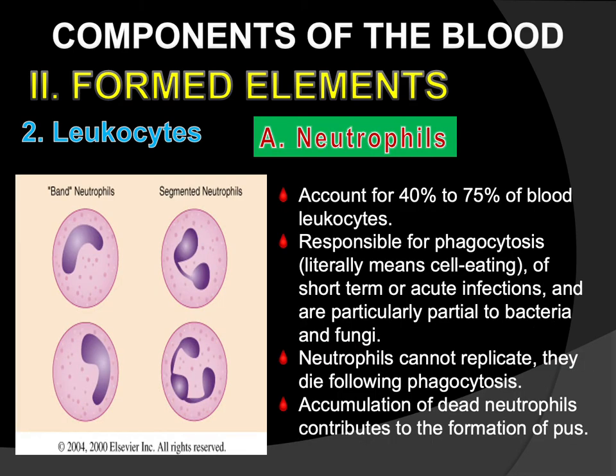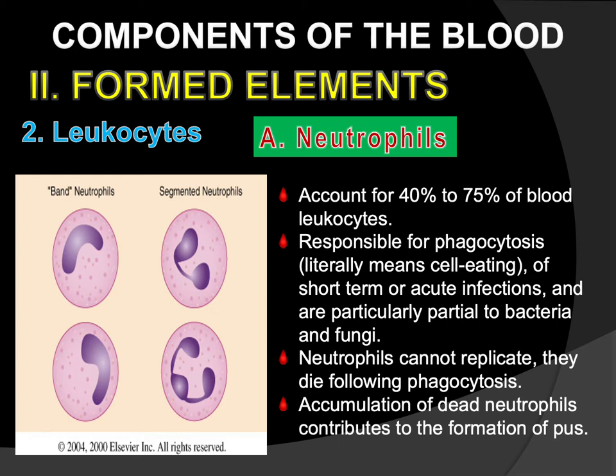First of the leukocytes are the neutrophils. They account for 40 to 75% of blood leukocytes. It's responsible for phagocytosis, literally meaning cell eating, very specific for short-term or acute infection. The neutrophils are very effective phagocytes.